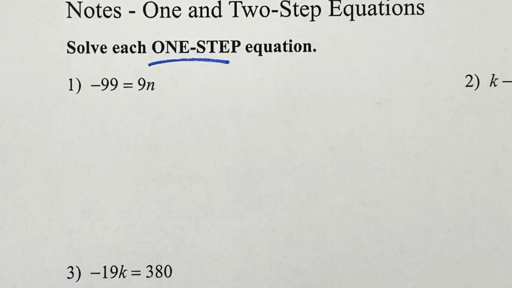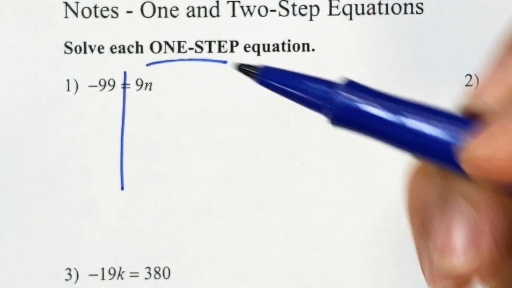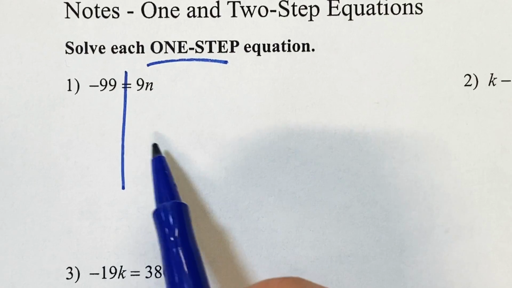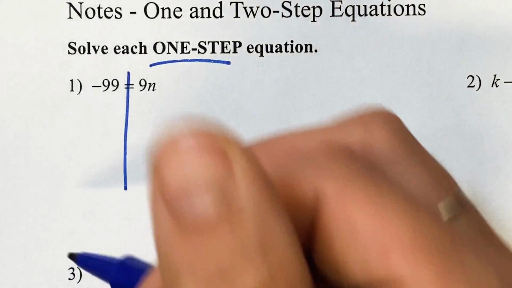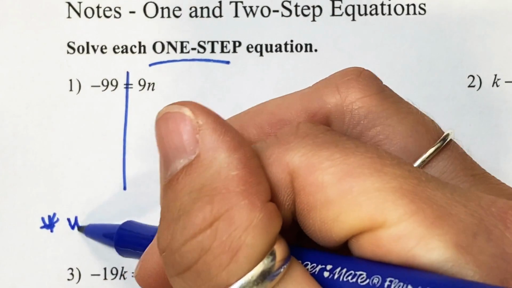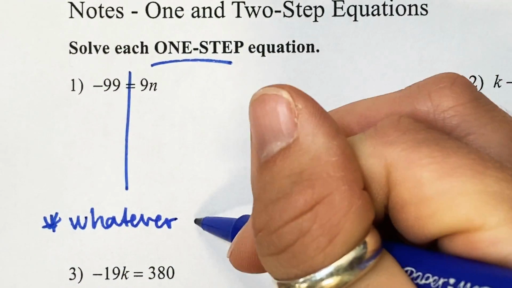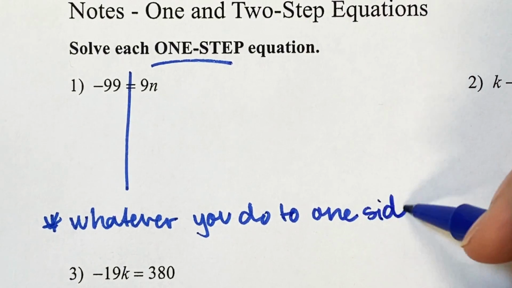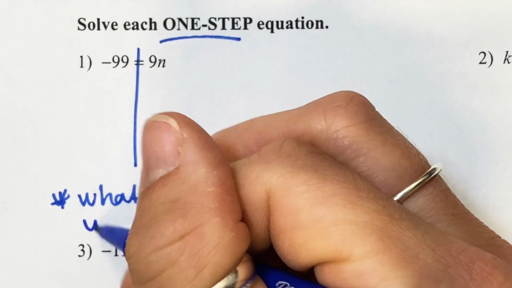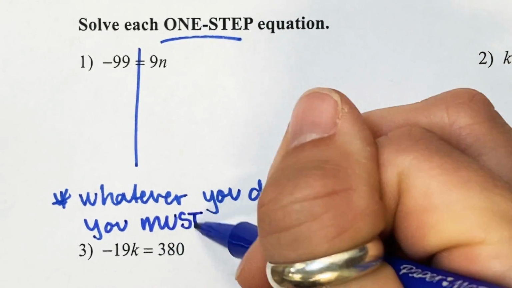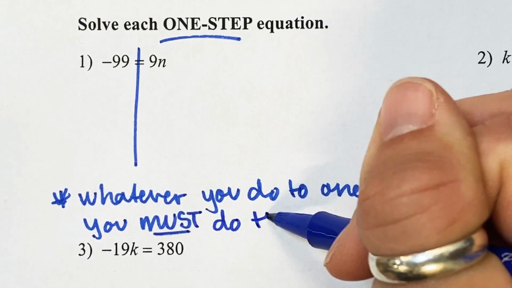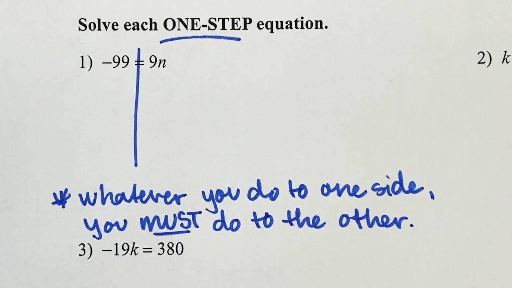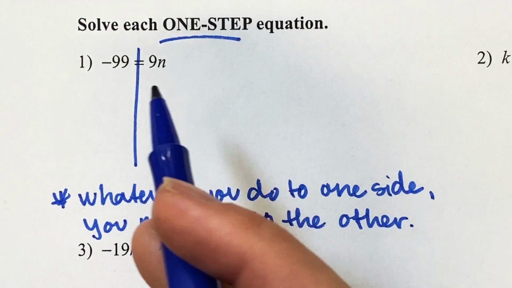Right? Just one. Okay, so the first thing we want to do is we want to draw a line down our equal sign. What this means is that whatever we do to one side, we have to do to the other. Okay, I hope you guys remember that from last year, but let's go ahead and write it down. Whatever you do to one side, you must do to the other. Okay, keeping it balanced.